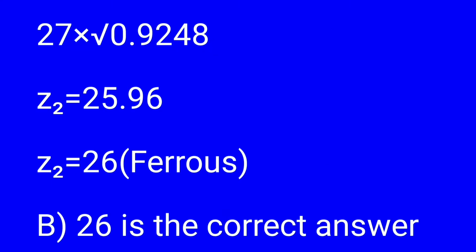27 into square root of 0.9248. Then simplifying, Z equal to 25.96. It is approximately equal to 26. The element with atomic number 26 is iron. Therefore, B 26 is the correct answer.